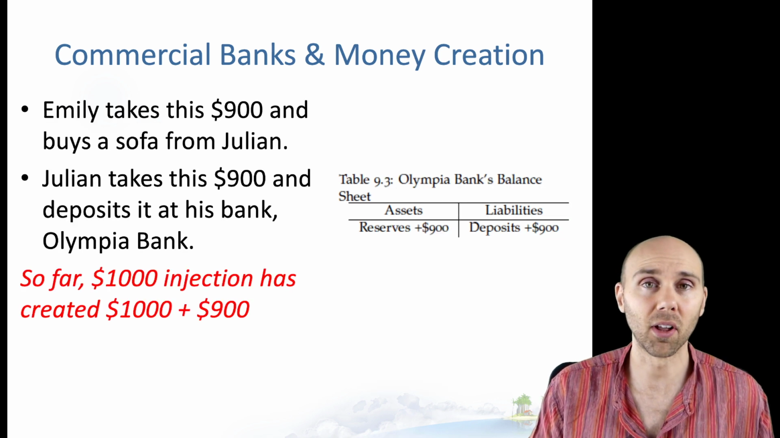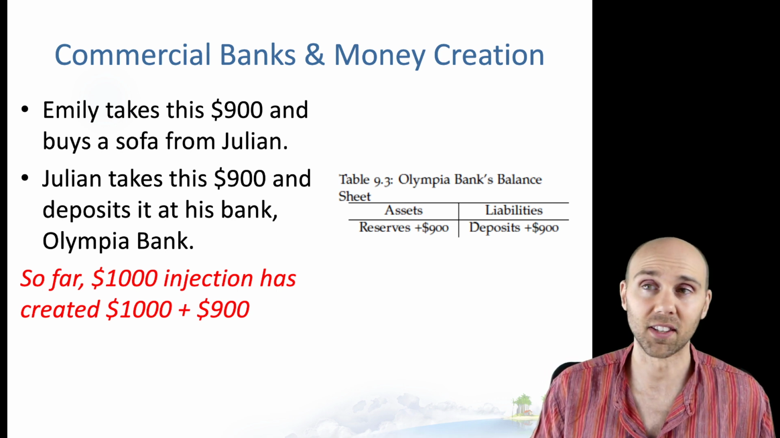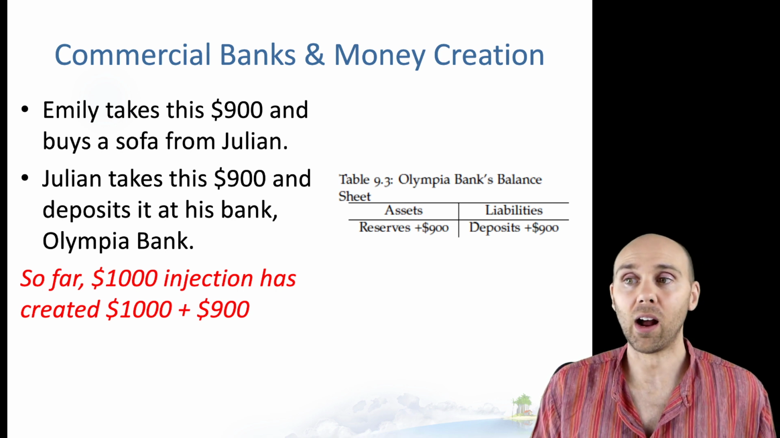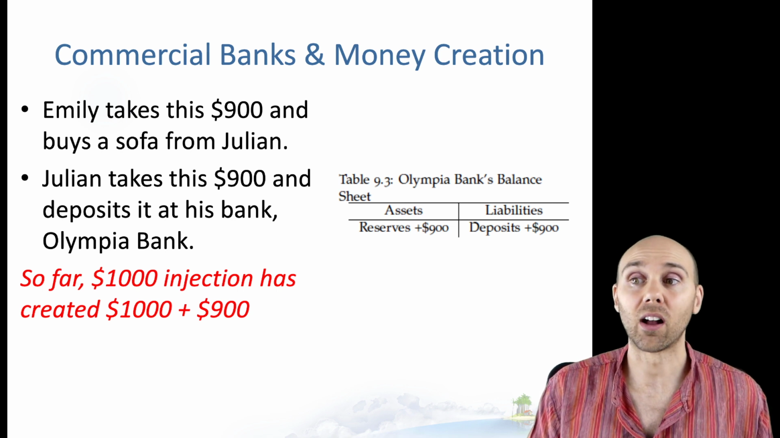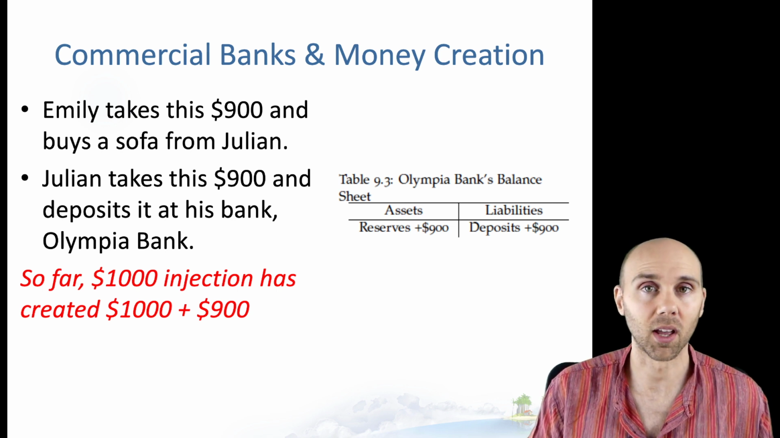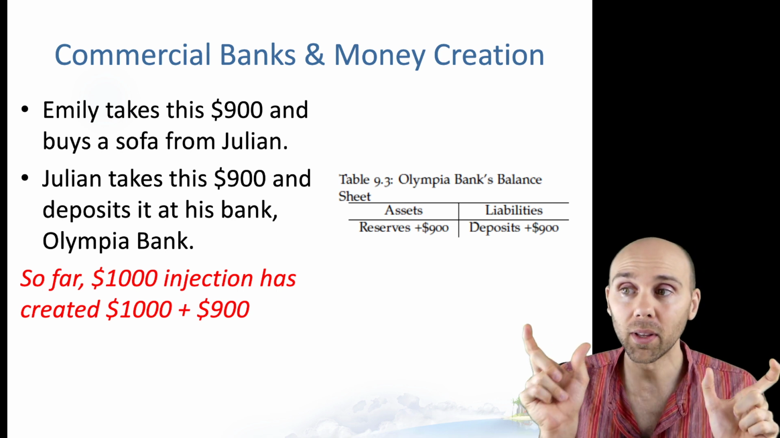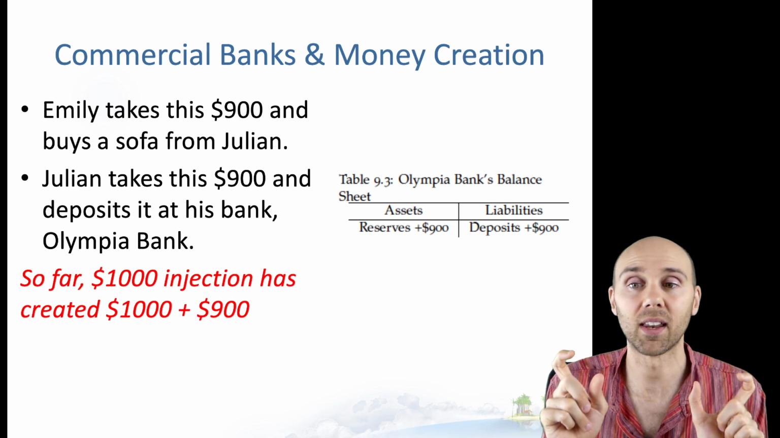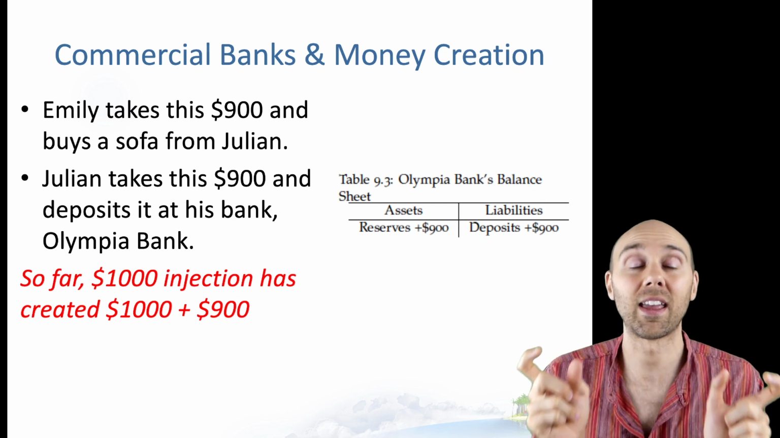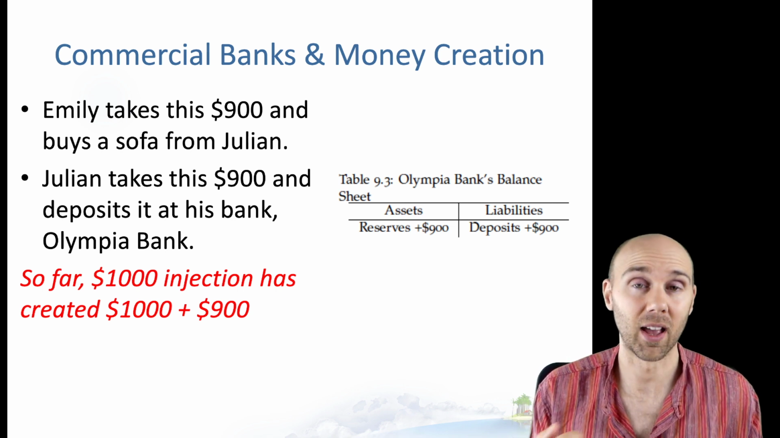And Emily has $900. She's taken out a small loan from the Bank of Alexandria, and she buys a sofa from Julian. Julian takes his $900 and deposits it in his bank. We'll call that the Olympia Bank. Now, if we look at the Olympia Bank's balance sheet, it's now got reserves plus $900, deposits plus $900 on its assets and liabilities side. What that means is that if we look at the Bank of Alexandria's balance sheet and the Olympia Bank's balance sheet and we add them up, we'll see that in total, $1,000 plus $900, $1,900 has been created, but only $1,000 was injected by the RBA.